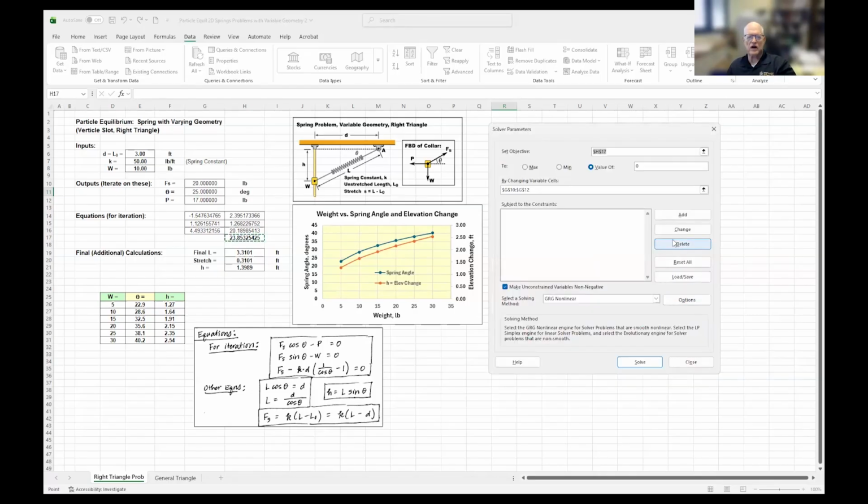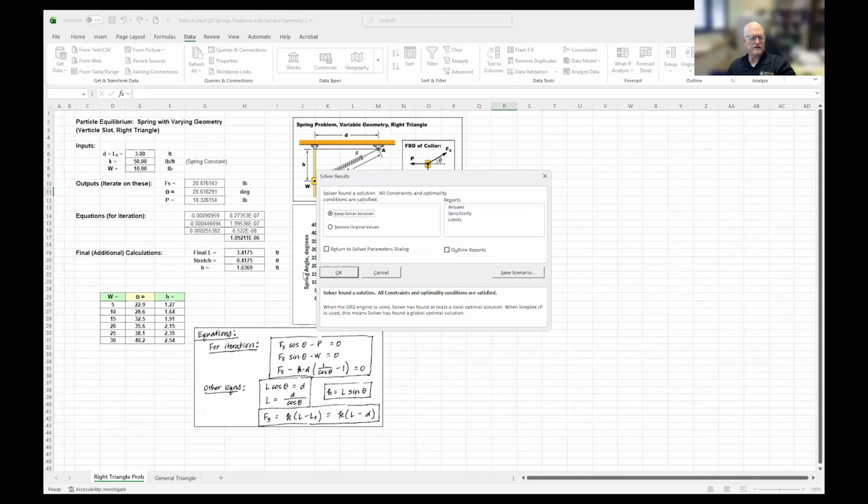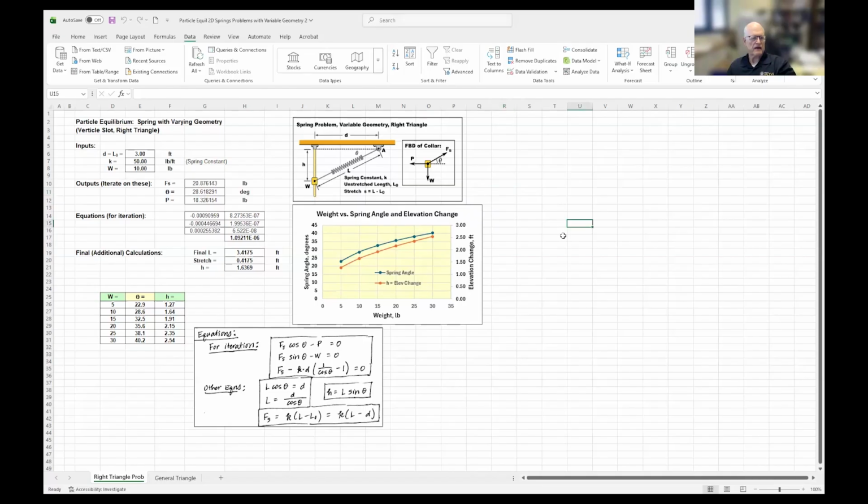And you can just say Solve. It says we got a pretty good solution, and we say okay. So this is W equal to 10. We iterated on these cells, and this is the solution it came up with. The sum of the squares is about 1 times 10 to the minus 6, so it's a pretty good fit.